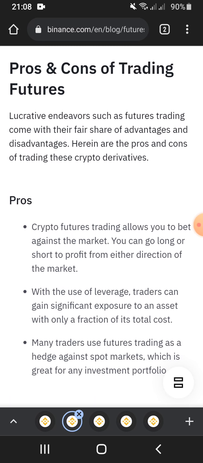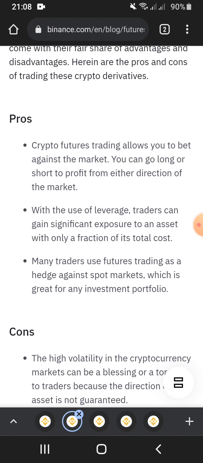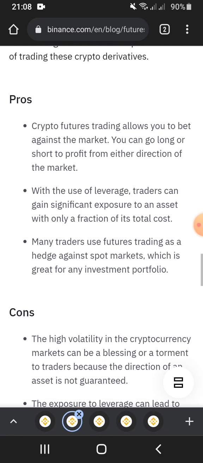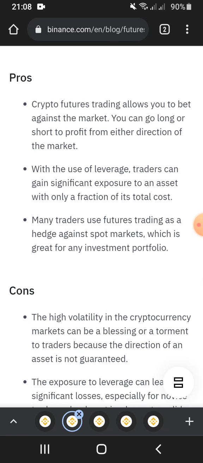Now, some of the benefits of Binance futures. A lucrative endeavor such as futures trading comes with its own fair share of advantages and disadvantages. For advantages, or the pros, Binance crypto futures trading allows you to bet against the markets. In this case, you can use market neutral trading strategies, which enable you to go long or short and profit from either direction of the market.